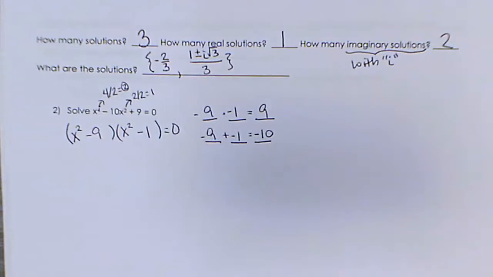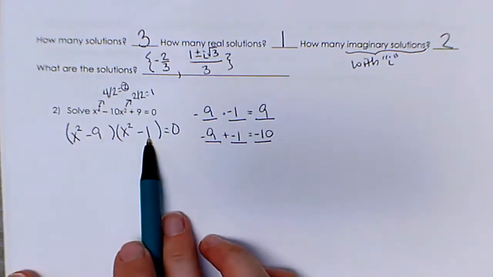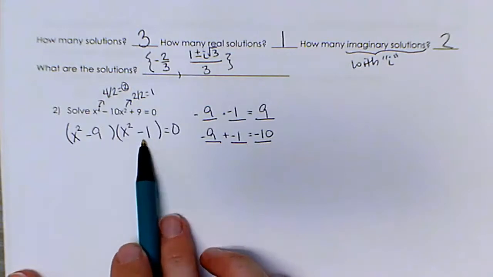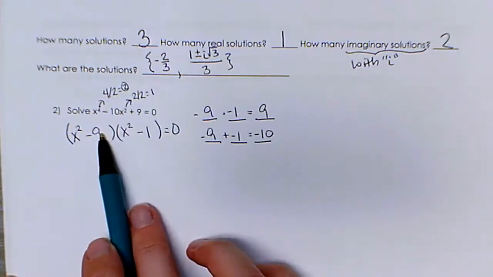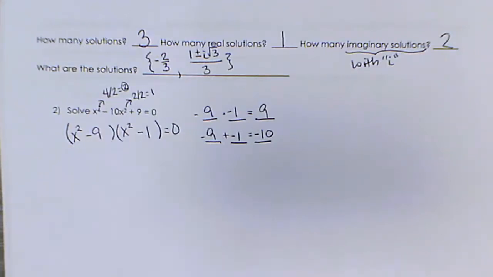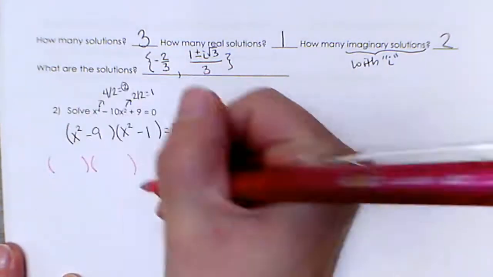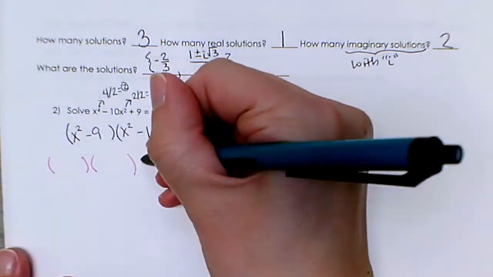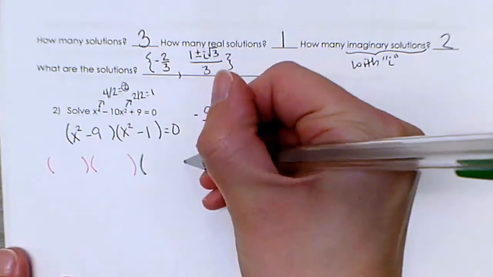Well, I notice that these two are binomials, and they're differences, and they're both differences of perfect squares. x squared is a perfect square, 9 is a perfect square, 1 is a perfect square. So I'm going to go ahead and split this into my difference of squares. Oops, I wanted to use a different color here. There we go.